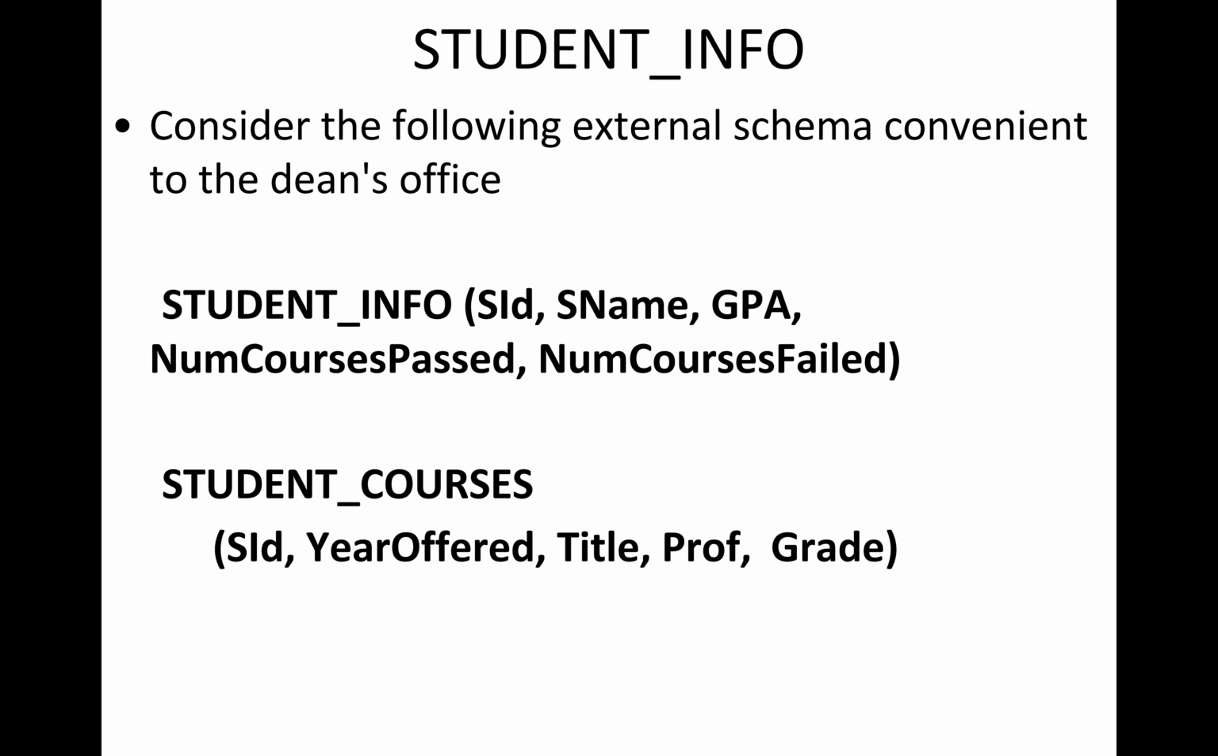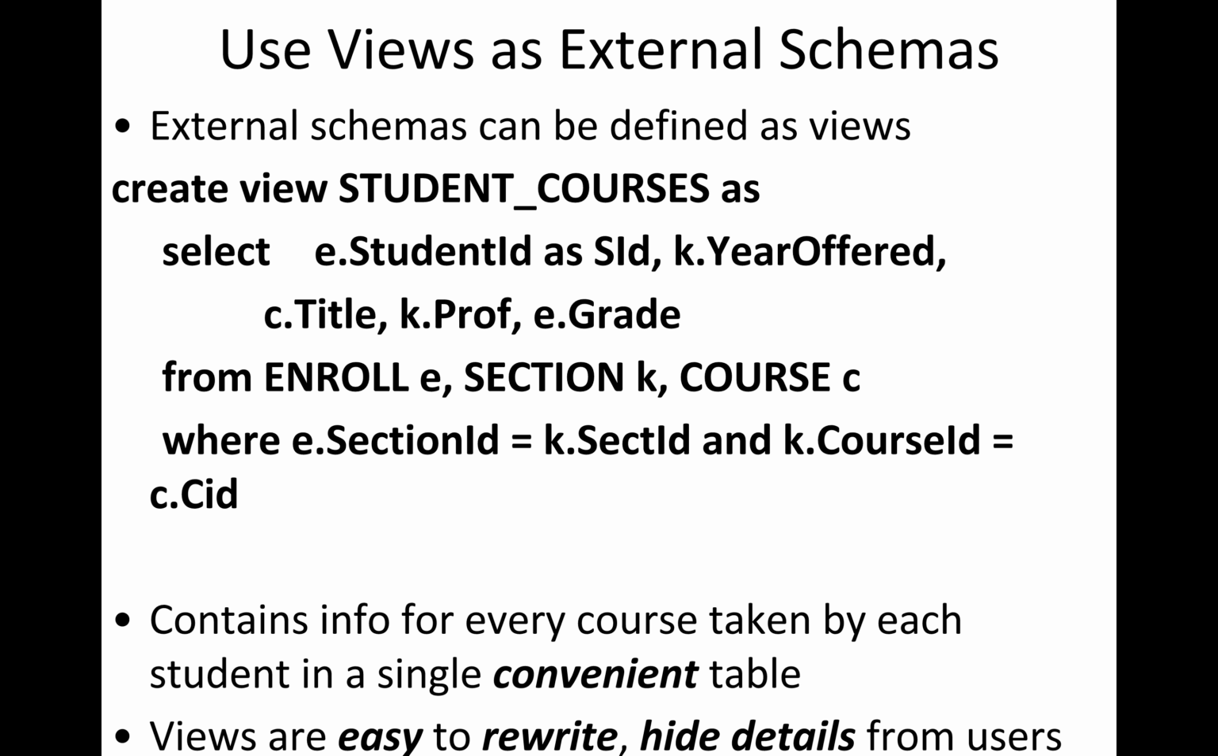We have to generate these reports every quarter to see where we are, and fetching all this data by joining all these tables is just very inconvenient. So we could create a view for this. Same thing, we could create a student course view that shows the year offered, the title, the professor, the grade, and report data that would otherwise be spread across multiple tables.